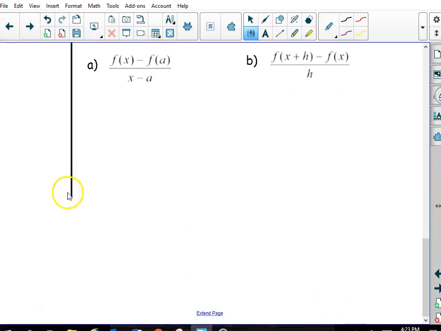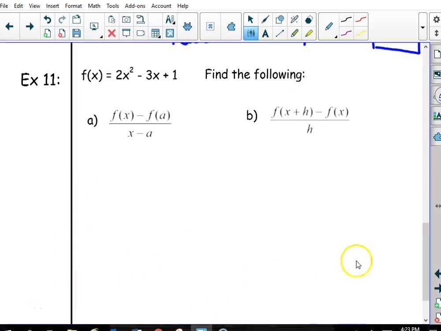All right, so this problem is an interesting problem. Well, there's two things they want us to do, but I have to tell you, this is straight out of calculus. It's trying to get you ready for a calculation that you'll see if you choose to go to calculus. On part A, I'm going to calculate f of x minus f of a all over x minus a.